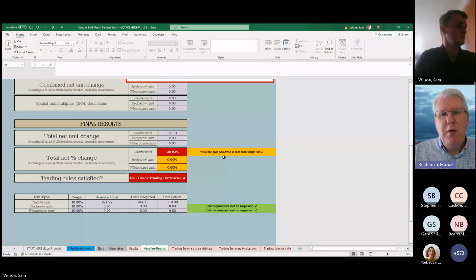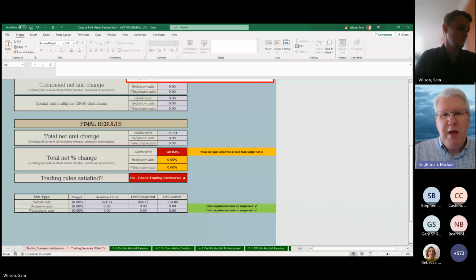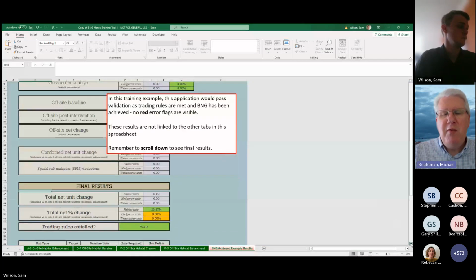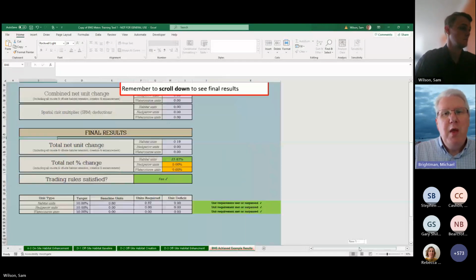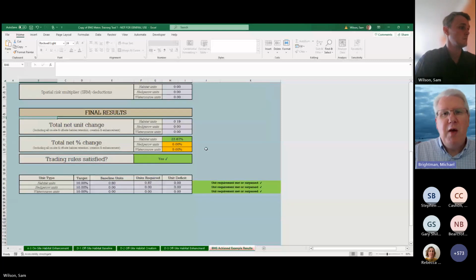We'll show you now what this would look like if the metric was valid, because we've got a tab where we've pre-prepared that to show you. So this isn't representative of this metric, because this metric is not valid because it's got the 17 habitat parcels, a number of them being lost. So what we've done is we've taken an example as a screenshot from another one to show you what it does look like when it's valid. So you go to the headline results page, you scroll down, and you get a big green tick for trading rules being satisfied, and green ticks where other rules have been met as well. So this one would pass validation.